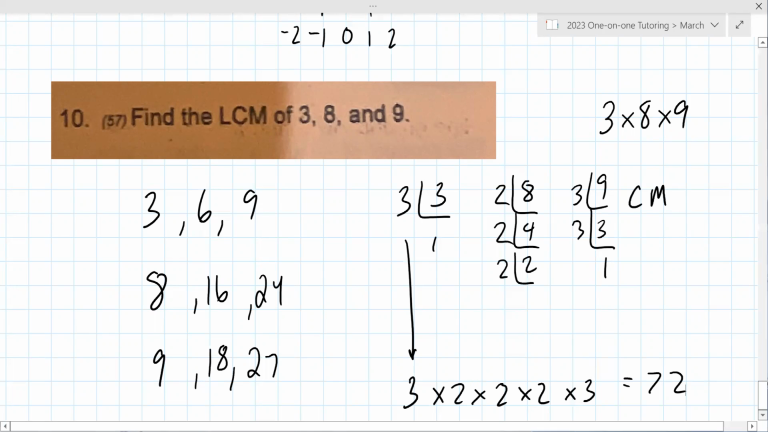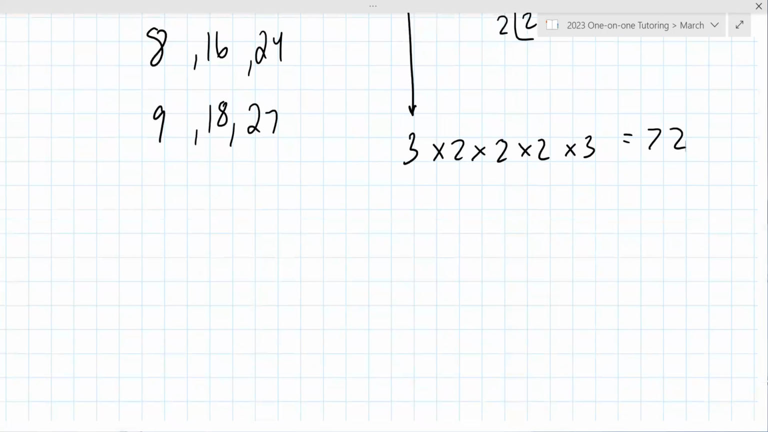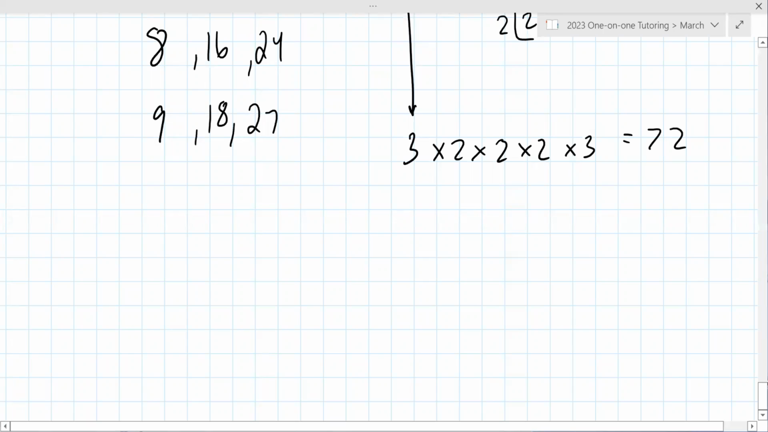So if you want, we can move on to 11. 11. Okay. And then I'll send you another picture or something. Sounds good.